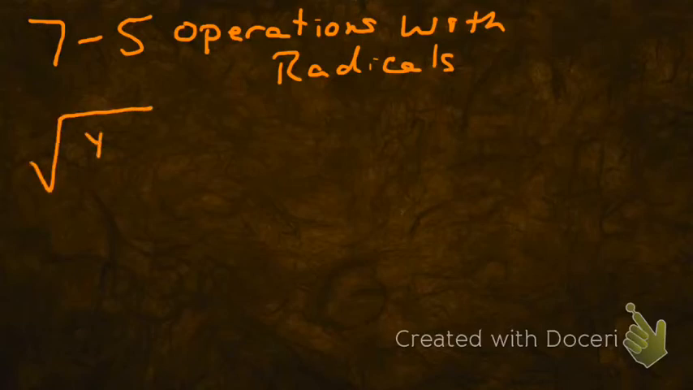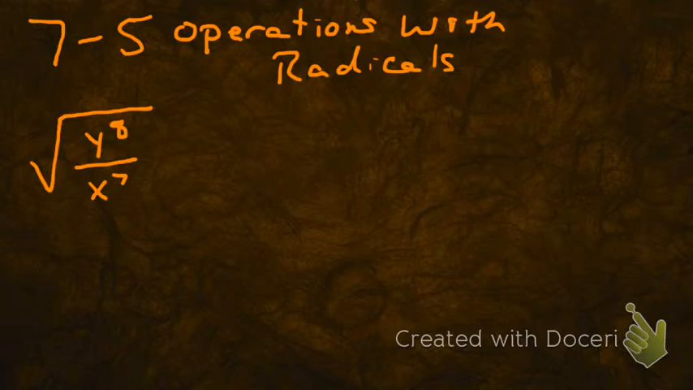So, here is one of the problems. The square root of y to the 8th over x to the 7th. Now, we covered this a little bit when we did imaginary numbers. And we couldn't have an i on the bottom, remember? We had to get rid of the i on the bottom. Sometimes we multiplied by i, sometimes we multiplied by a conjugate, things like that. I don't really expect you to remember all that, but maybe it'll help you a little bit as we do this.